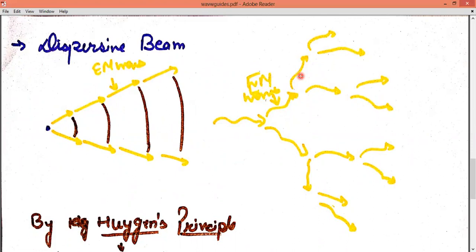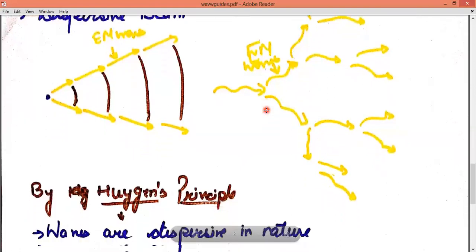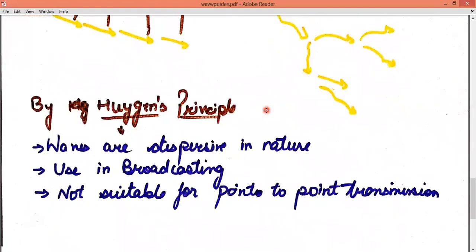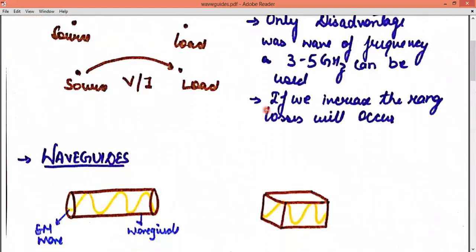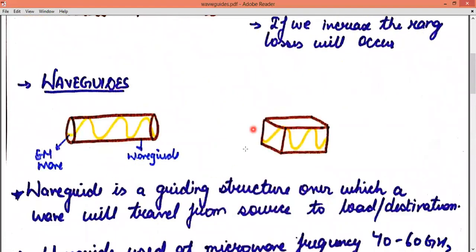Basically, the advantage of this dispersive beam is only for broadcasting a signal. If you want point to point communication, this is not possible, as there is a chance of losses. That's why we use a waveguide for transmitting, so that less attenuation occurs, meaning the loss will be at a very low level. So this is about the waveguide.